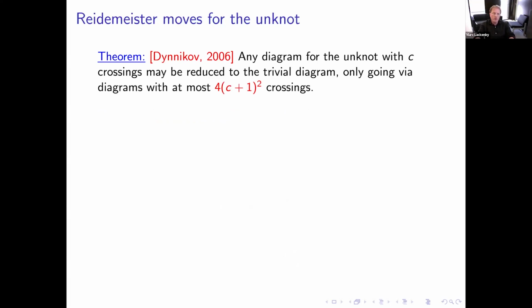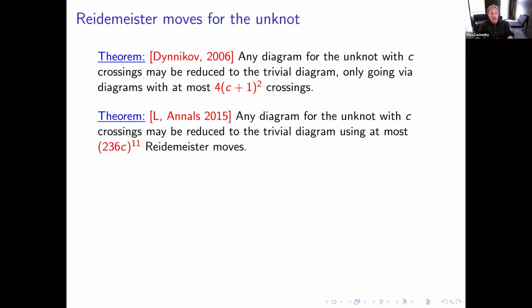I mentioned Dynnikov's work before. One of the applications of Dynnikov's work is the following remarkable theorem: if you have any diagram for the unknot with C crossings, then you can convert it to the trivial diagram. Now, his theorem doesn't bound the number of Reidemeister moves, but it bounds the complexity of the intermediate diagrams. He showed you don't need to go via diagrams which are more than quadratically complicated, in other words, have more than (4C+1) squared crossings. So that's an upper bound on the intermediate complexity of these diagrams. It doesn't bound the number of Reidemeister moves.